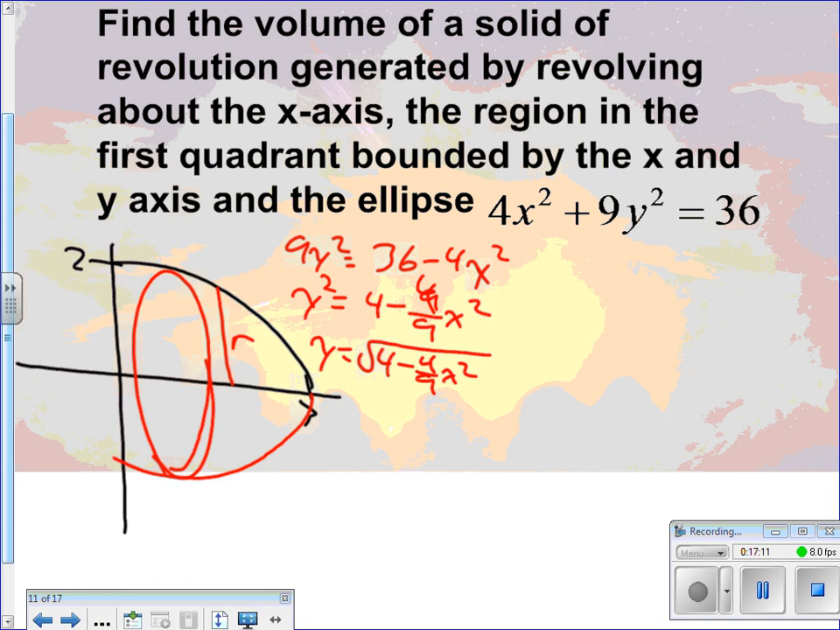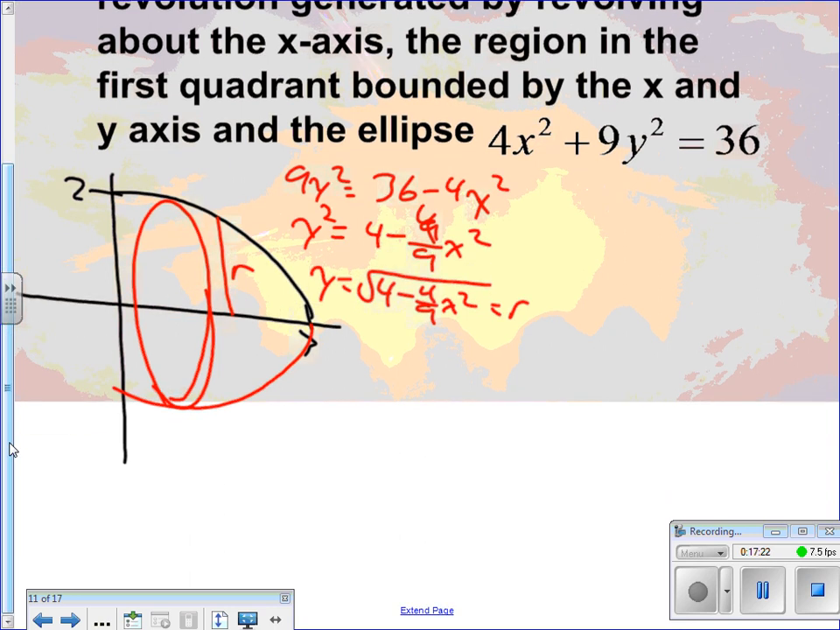So what's my radius? That is my radius, equals r. Okay, so my volume is the integral. Now, here's the thing. Where do I put my pi?